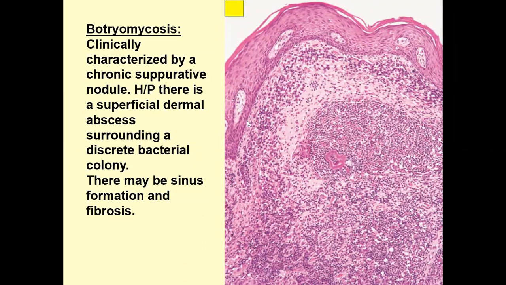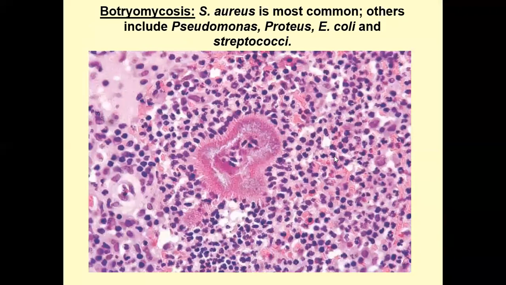Histopathology: there will be superficial dermal abscesses surrounded by discrete bacterial colonies, and there will be sinus formation and fibrosis. So these are the bacterial colonies which are also seen. Similar colonies are seen in actinomycosis and in mycetoma foot. This kind of colony. And other bacteria can also make these filamentous colonies, which will be seen within the infiltrate.